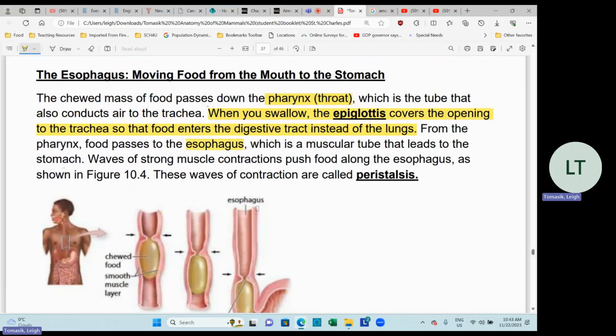So our food tube is called the esophagus, which is a muscular tube. So it has muscle tissue in it that leads to the stomach. The stomach is also a big muscular pouch. It says waves of strong muscle contractions push the food along the esophagus, as shown in figure 10.4, and the waves are called peristalsis. So peristalsis is essentially the scientific word for swallowing.